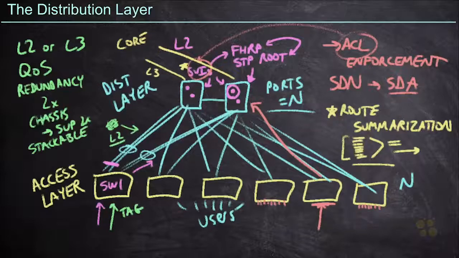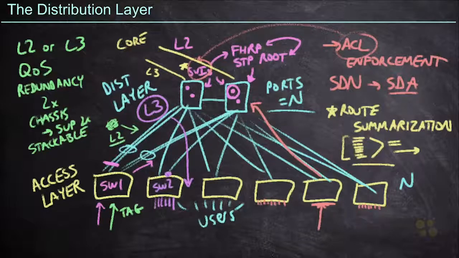Now, all that to say, what happens if we actually deploy layer 3 to the access layer? How does all of this change? The only thing that really changes is that all of the layer 2 components that we talked about, the SVIs, the FHRPs, the spanning tree routes, the route summarization, all of that is now moved down into the access layer. And the reason for that is because now our users are connecting into, let's say, switch 2 here.